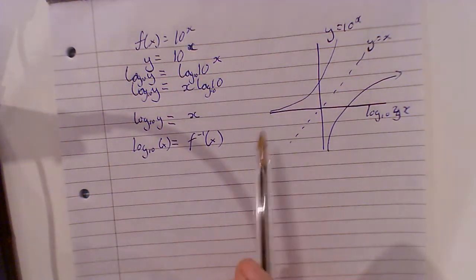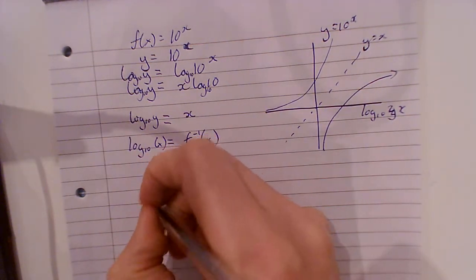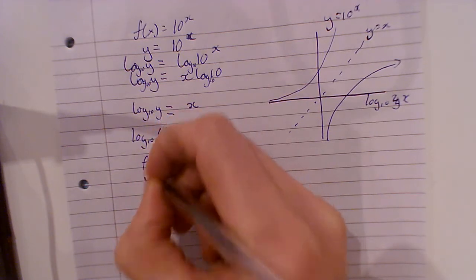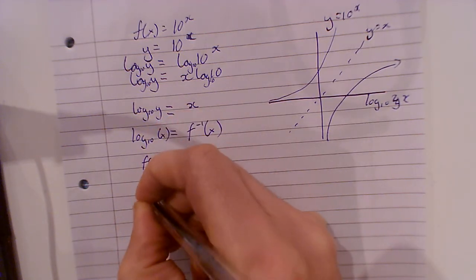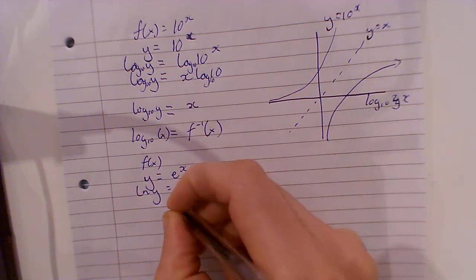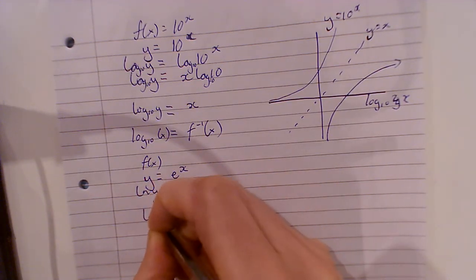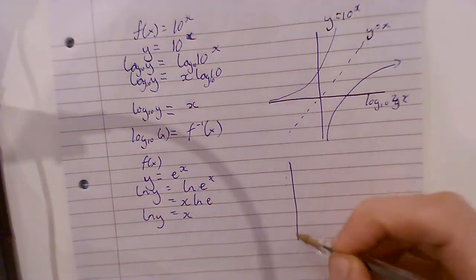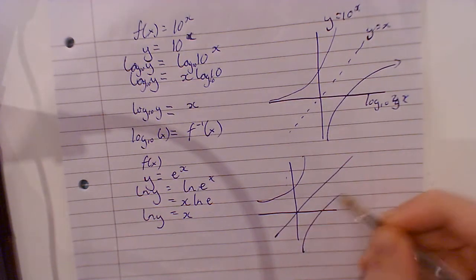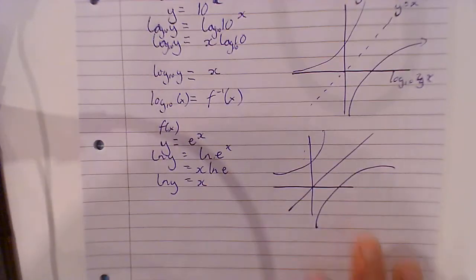You could do up your tables, find out the points, and plot that. The other example is y equals e to the x, that's f of x. So ln y, because it's base e, ln e disappears, x equals ln y. If I'm drawing that out, again one goes like this, and the other one goes like this. Everybody's capable of drawing it out. It's not rocket science.